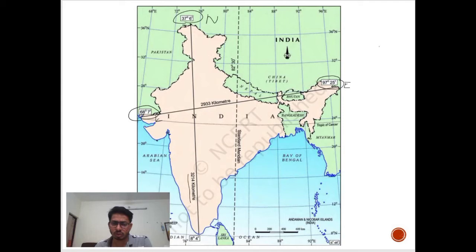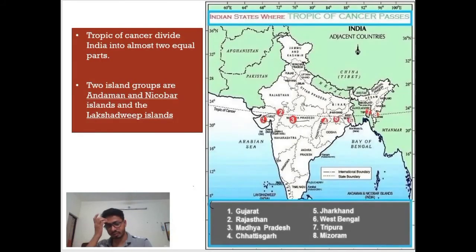3,214 kilometers. And the distance between Gujarat and Arunachal Pradesh is 2,933 kilometers. Both data you need to remember. This is the length and breadth of India, and approximately it is almost the same. And here 82 degrees 30 minutes is your IST, Indian Standard Time. In the next lecture, I will discuss Indian Standard Time in detail, not in this lecture. Let's move to this slide.